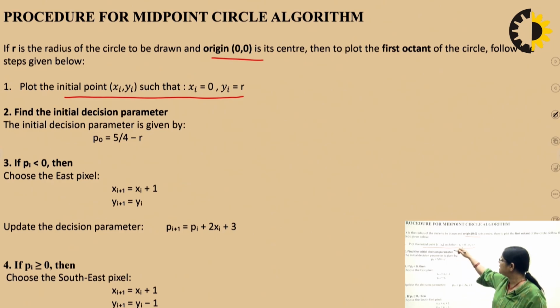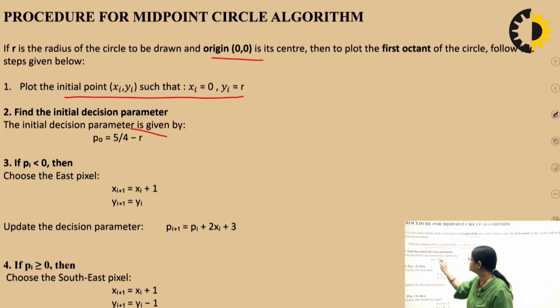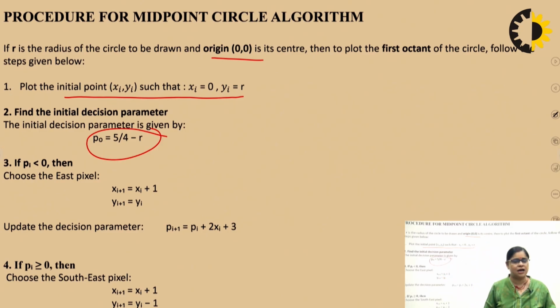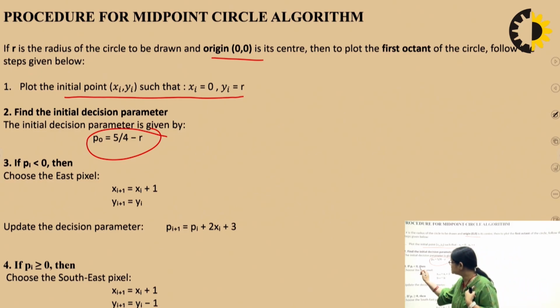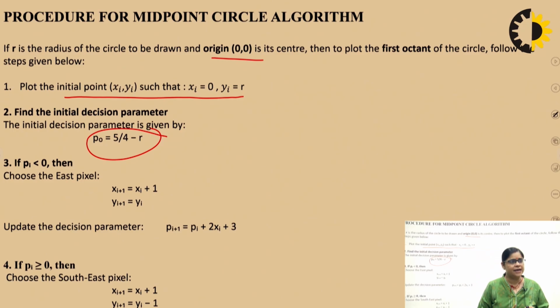That's why I have taken xi equals 0 and yi equals r. Now, for the initial parameter, I am taking P naught equals 5 by 4 minus R, or 1 minus R, it's up to you. Now, if you remember the previous slide, if Pi is less than 0, then we are choosing the east pixel. It means the x-axis.